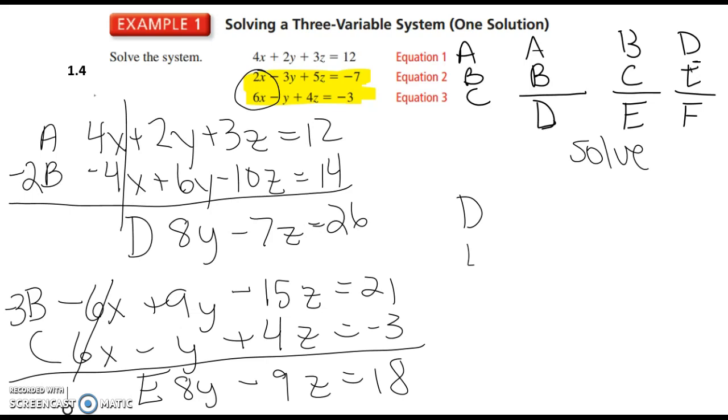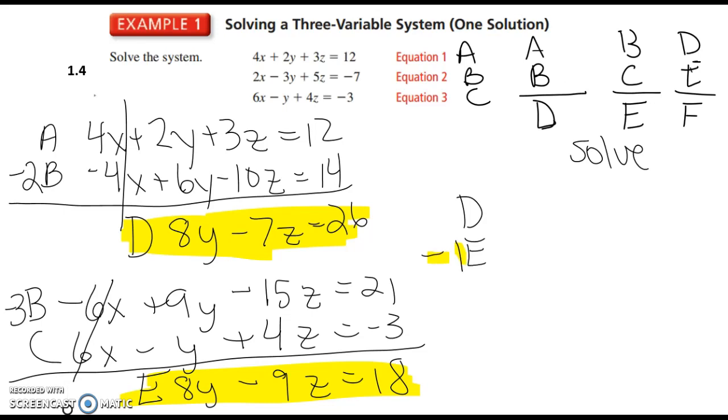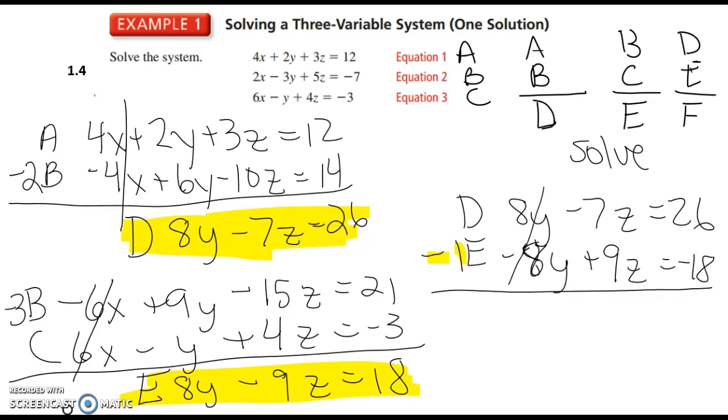Now let's put equations D and E together. Looking at equations D and E, we want to eliminate a new variable. Probably y would be the easiest because we only need to multiply -1 through either equation. So let's recopy D and multiply -1 through the E equation. Now when I add the equations down, the y terms will drop out, and I'm left with 2z equals 8. I can easily now solve for z by dividing both sides by 2, and I get z is 4.